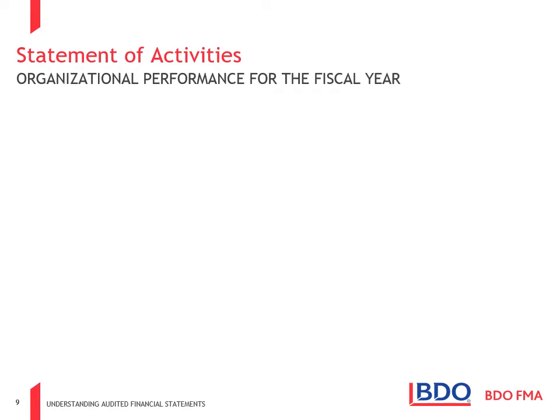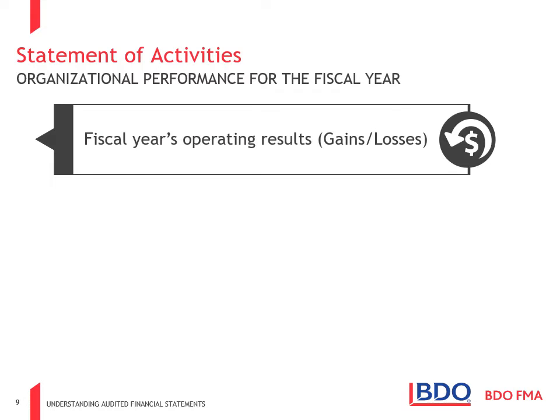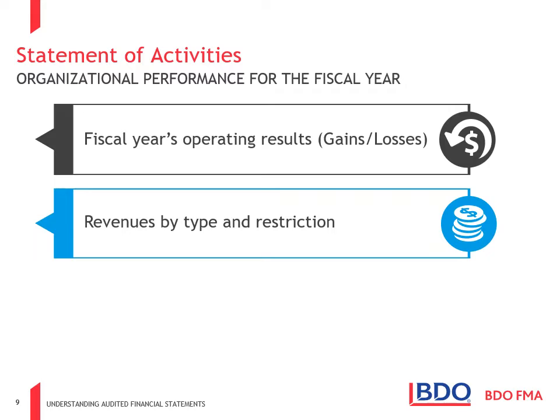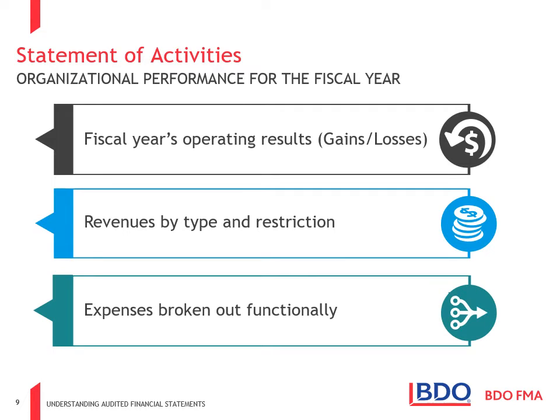The statement of activities shows us our financial performance over the course of a period of time. Audited financial statements generally cover one fiscal year, but not always. Be sure to check the period being reported when reviewing audited financials. So the audit tells us over the course of the accounting period what our revenues looked like by type and by restrictions, what our expenses looked like broken out functionally. We'll talk about what that means in a moment, and what our operating results were. What was our gain or loss, our profit or loss for the year?